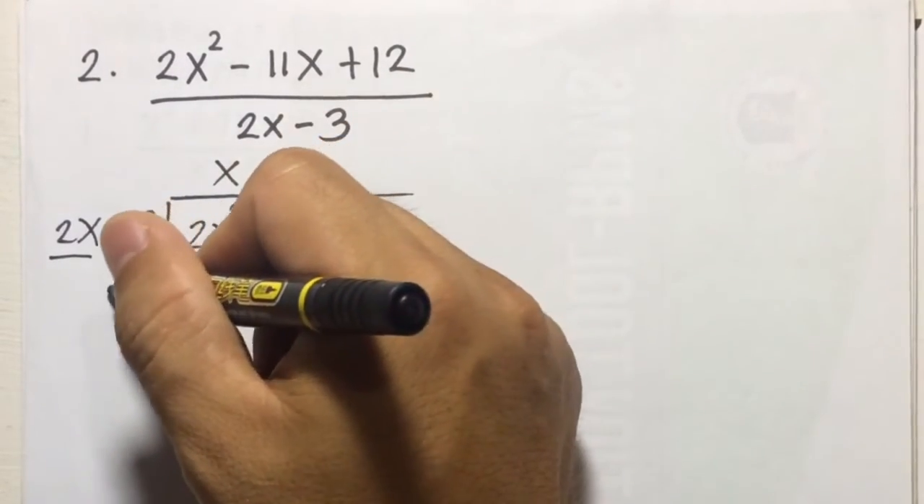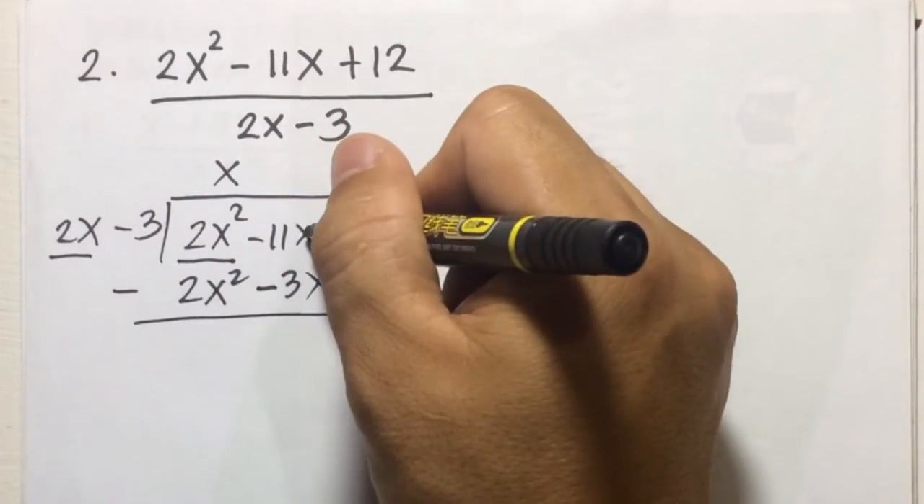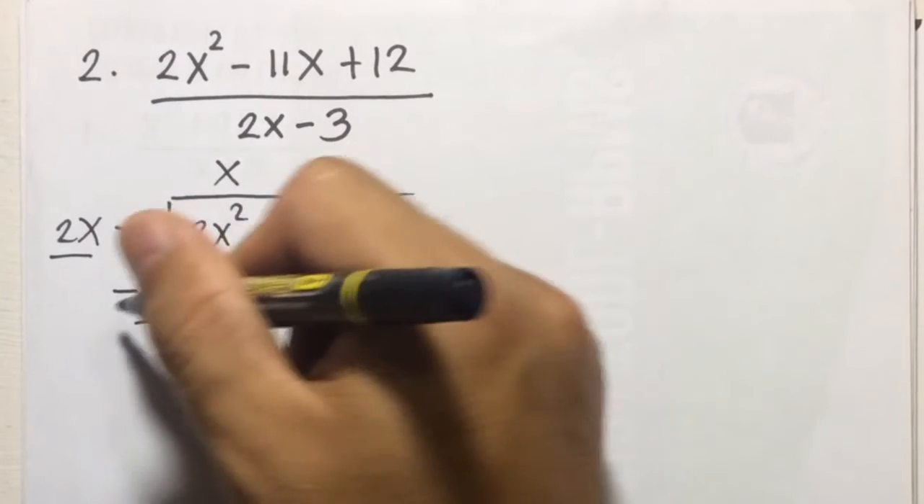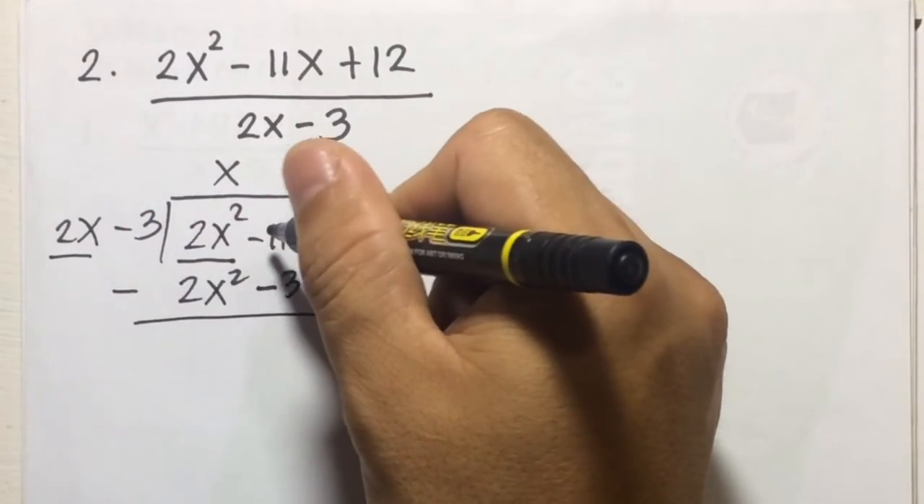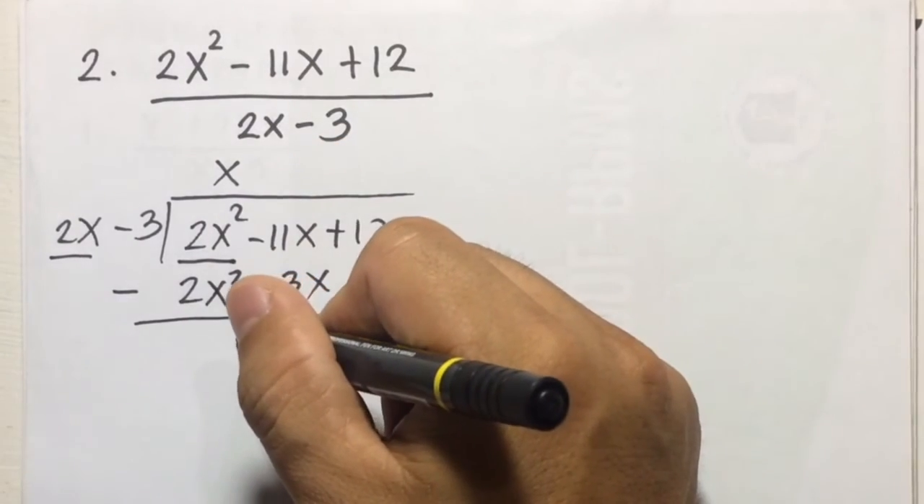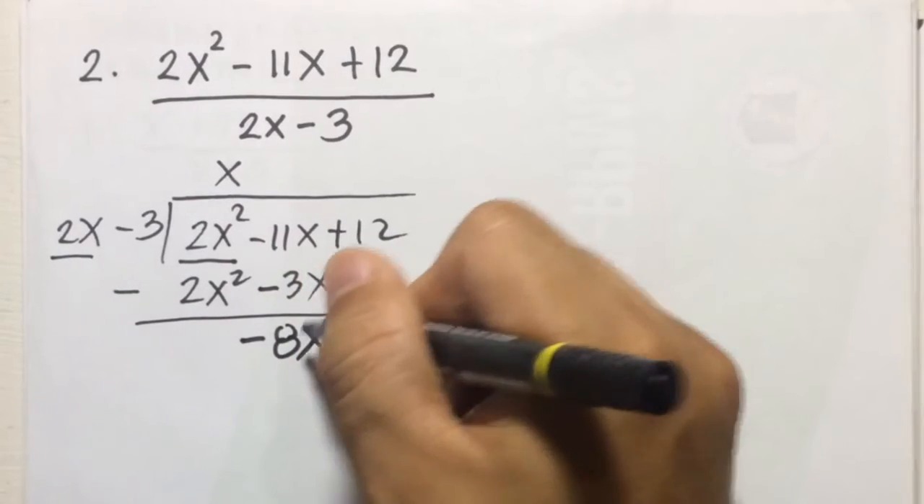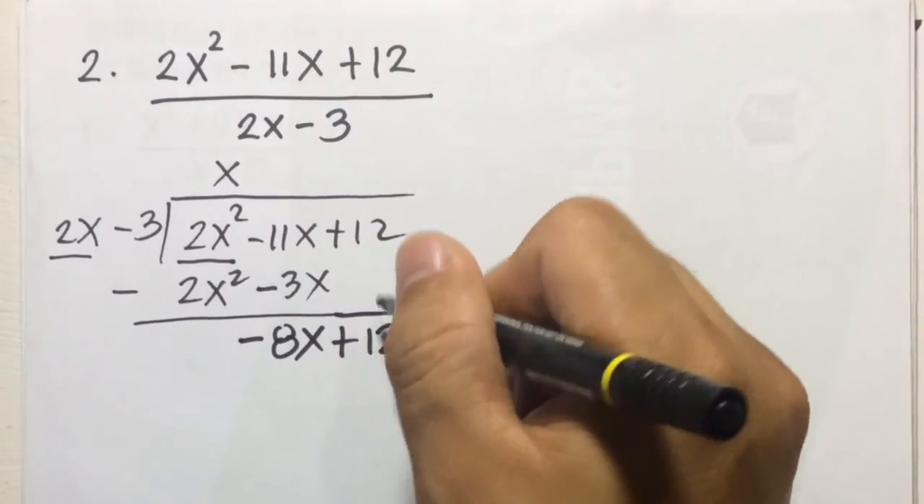Then we're going to subtract this one. 2x squared minus 2x squared is 0. Then negative 11x minus negative 3x, this will become positive 3x. Negative times negative, so we're going to have negative 11x plus 3x. And the answer here will be negative 8x. Then we're going to bring down positive 12.